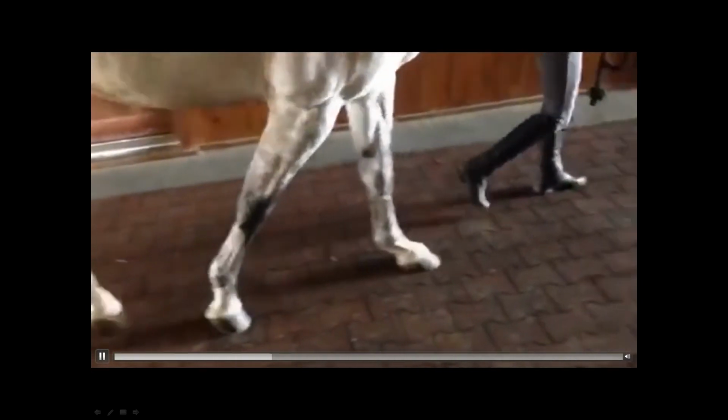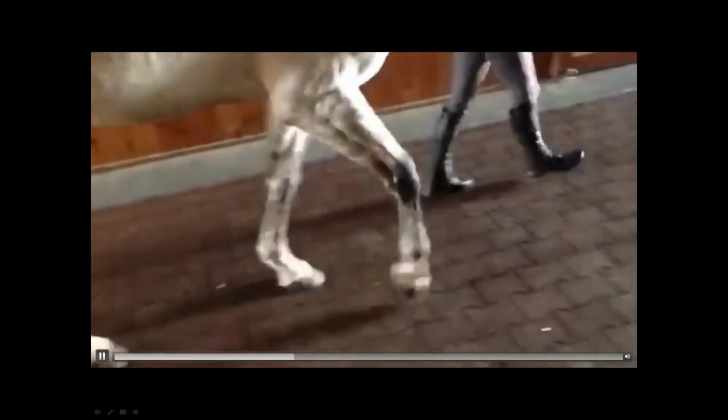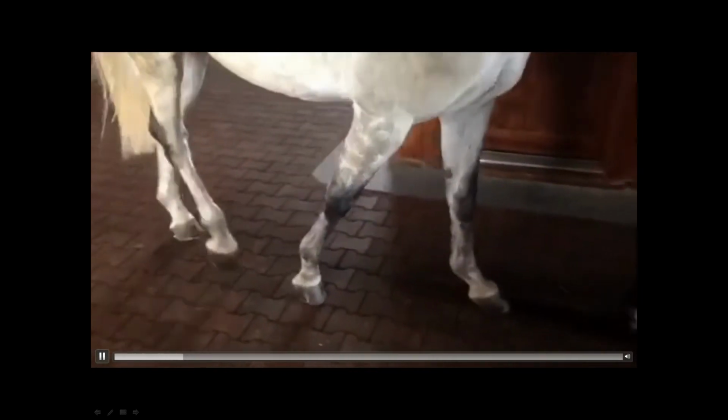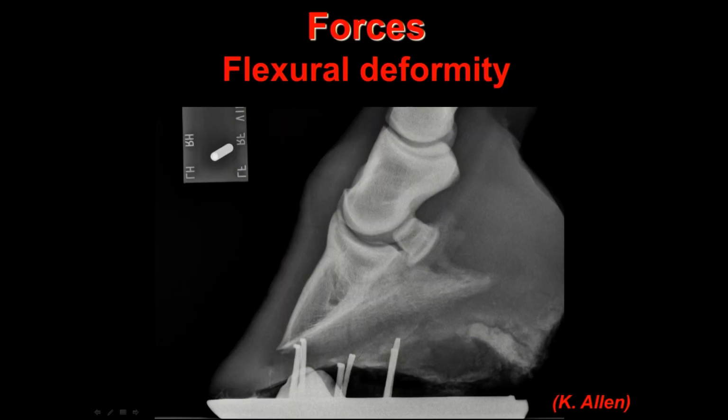These horses with a high heel or especially a club foot will land toe first. Okay? And again, it's always a good idea for the farrier to look at the horse walk before he goes to work on it, because a toe first landing is abnormal.